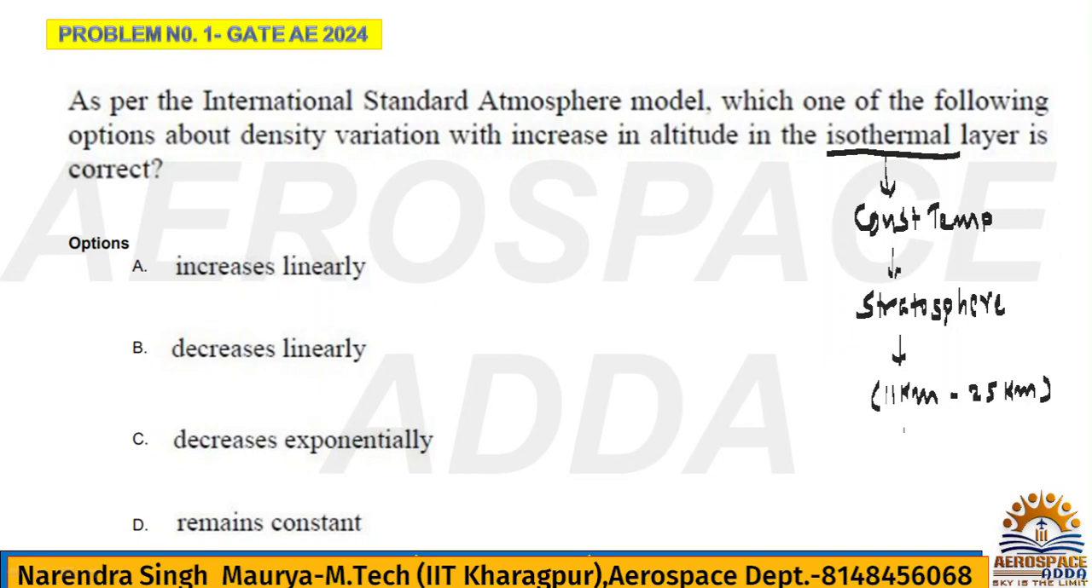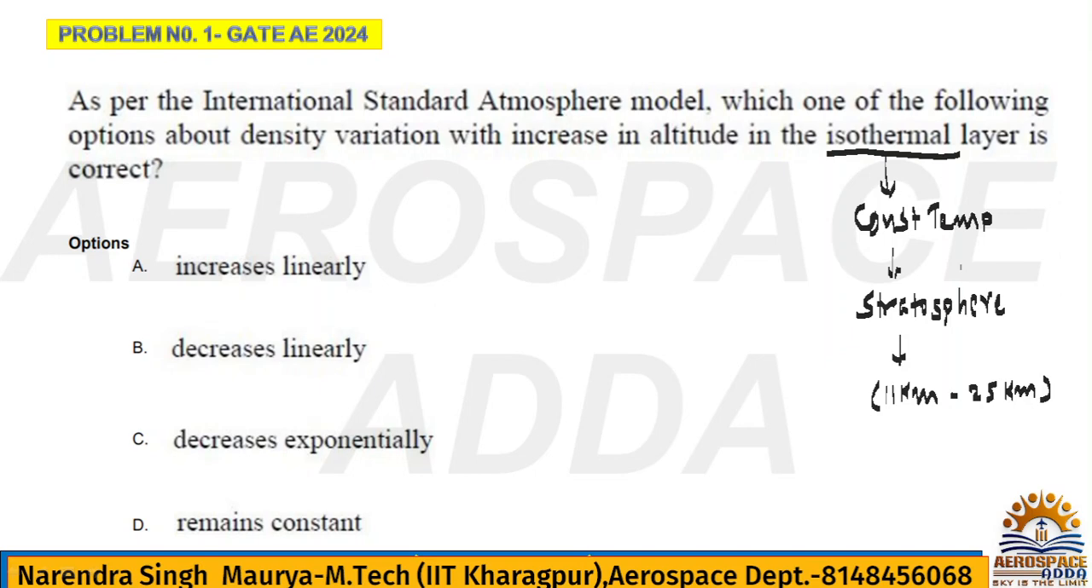So for the stratosphere, as the name says, isothermal means constant temperature. So obviously in this layer the temperature is constant. There is no variation in temperature, but density and pressure variation will be there. And we know from the lectures that as altitude increases from sea level, pressure and density continuously decrease, even in the troposphere as well as in the stratosphere.